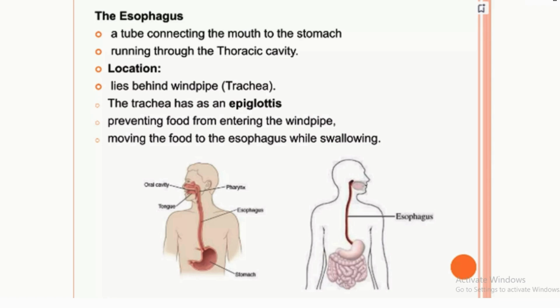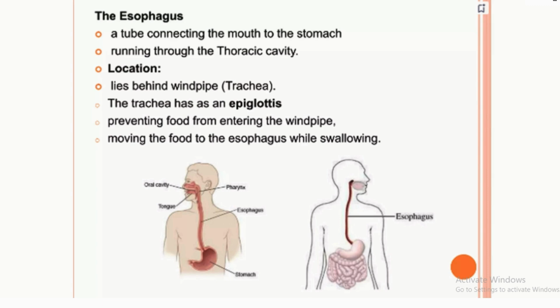The second organ in the digestive system is the esophagus. After the mouth, the food will enter into the esophagus tube. Basically, it is the tube connecting the mouth to the stomach. Right? It is running through the thoracic cavity. So now we discuss the location of the esophagus. Basically, it lies behind the windpipe, which we call the trachea. Windpipe where the air will pass through. So behind that, the esophagus tube will be present.